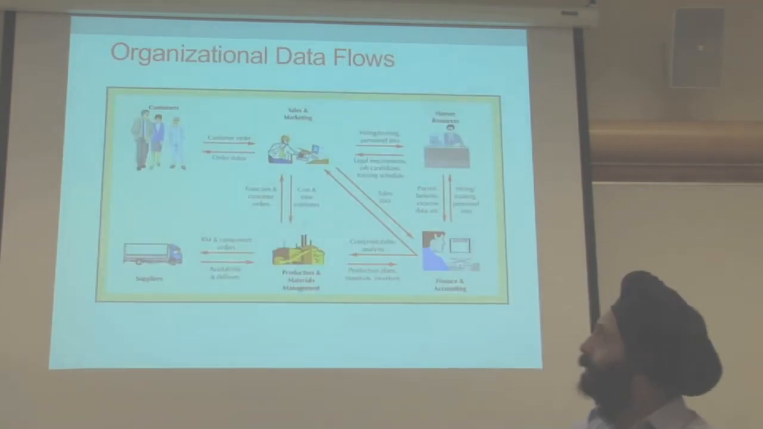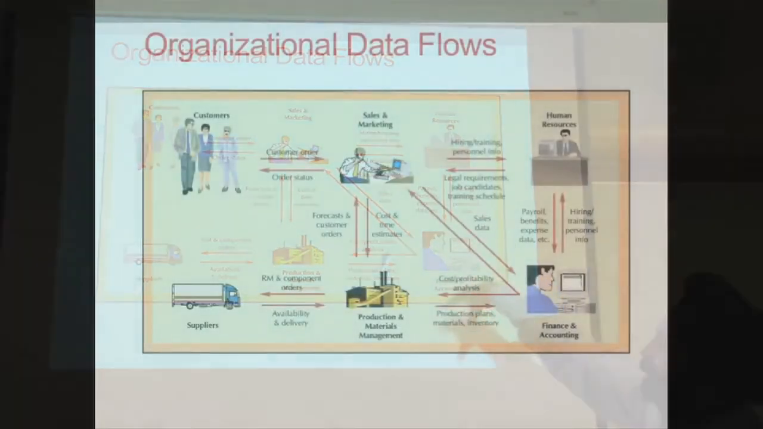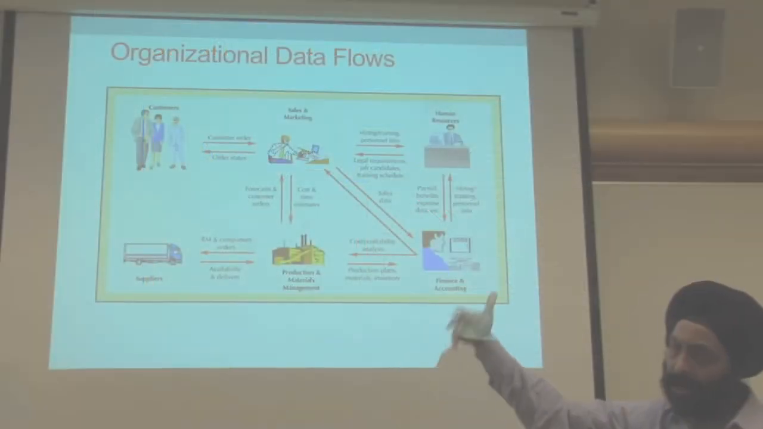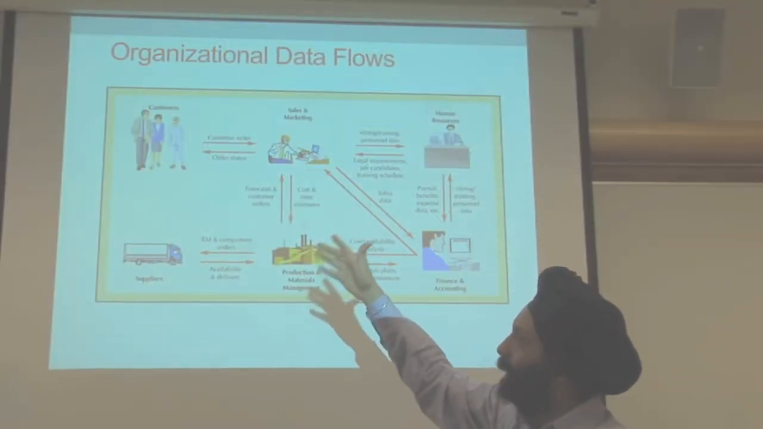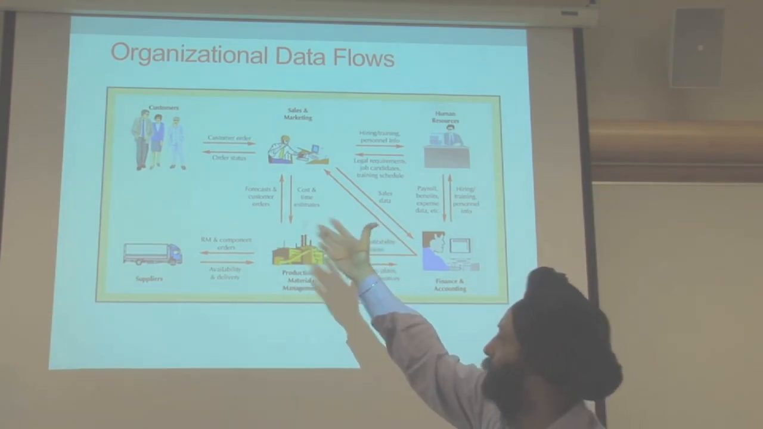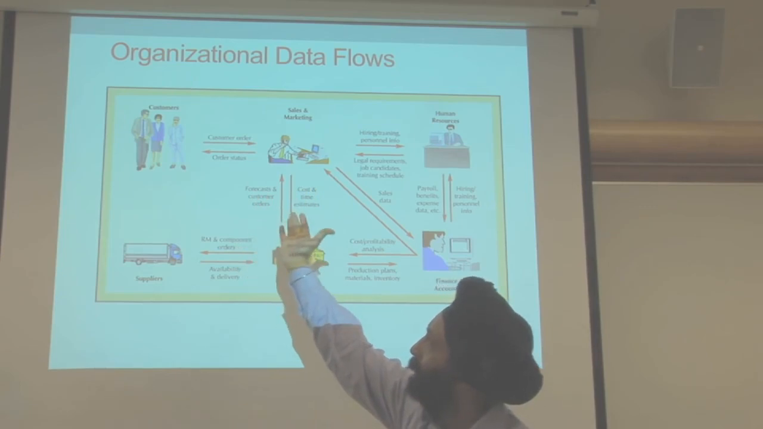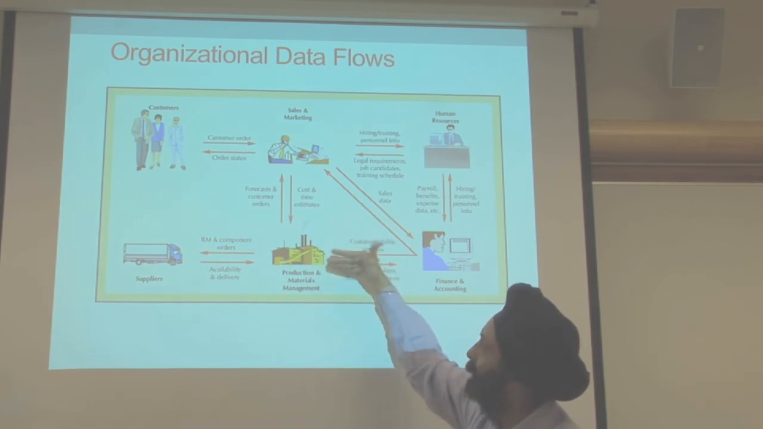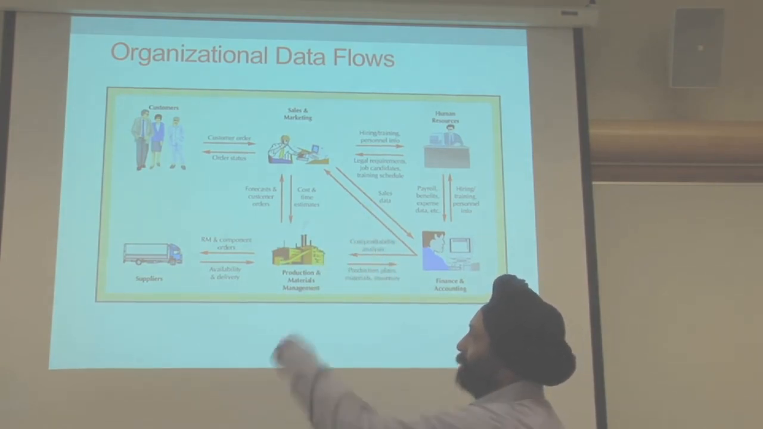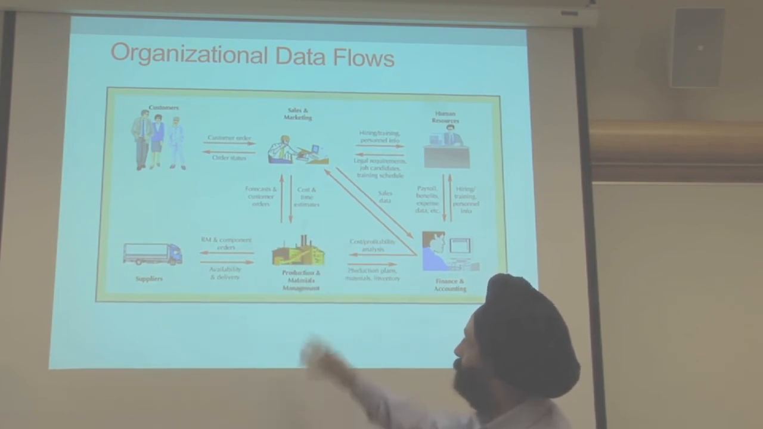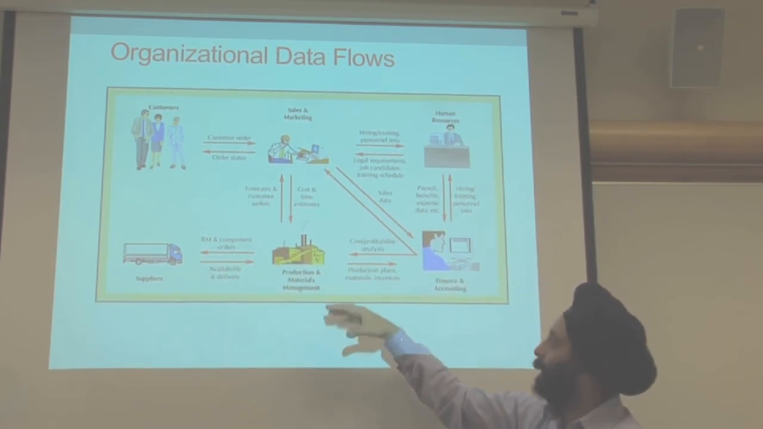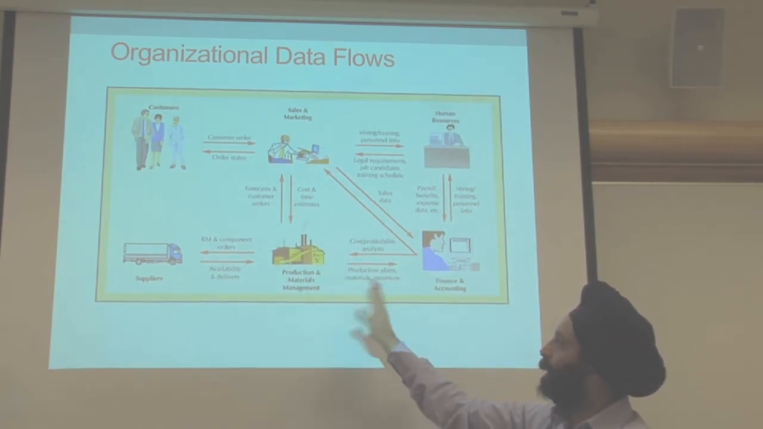So in terms of organizational data flow, you can see there is a variety of information that needs to go back and forth among various entities, various functional areas, as well as a company's external and internal stakeholders. So you see between customers and sales and marketing, there's an exchange of customer orders and order status. Between sales and marketing and production material management, you're looking at forecast customer orders and cost and time estimates that are being provided. Now in terms of raw material and component orders versus availability and delivery issues, those are coming in between suppliers and the production side.